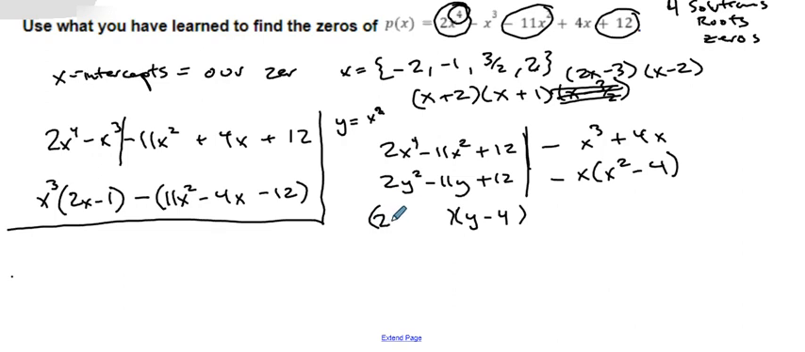For the first term, I'd need 2y. And then look at your last term. You've got positive 12. Well, if you have negative 4, you'd need negative 3. So let's see if this works.